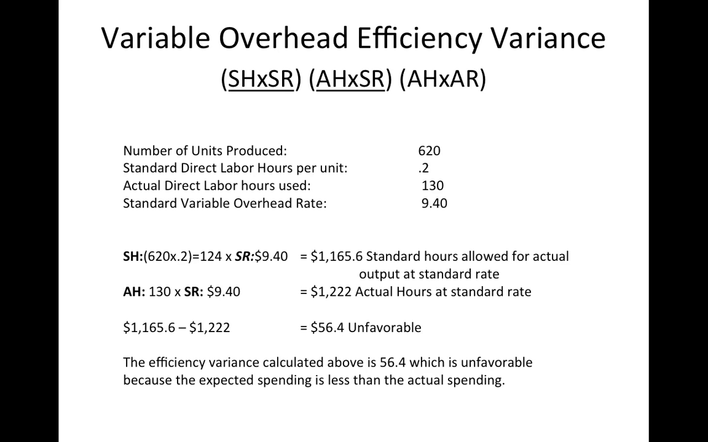To find the overhead efficiency variance, we're going to subtract 1,165.6 minus 1,222, which gives us an unfavorable efficiency variance of $56.4. This is unfavorable because the expected spending is less than the actual spending.